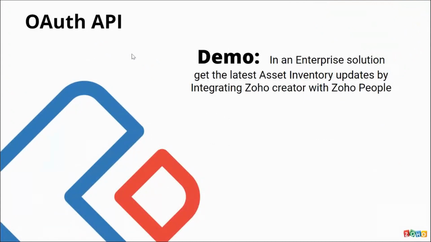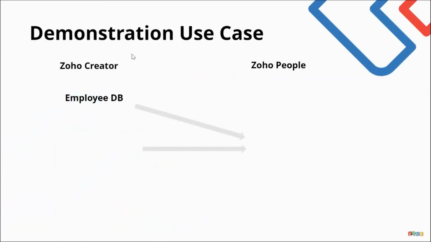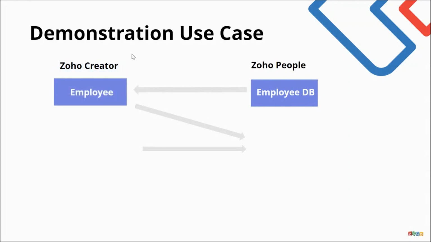Again, we'll go to the demonstration. First, I will take you through a process wherein we register the client and receive the auth token. After that, we will get into the application and see the actual process. Here is a use case. We have an employee database in Zoho People, and we also have a form created in employee. We are retrieving records or data from Zoho People, that is, we are pushing the data from Zoho People to Zoho Creator.